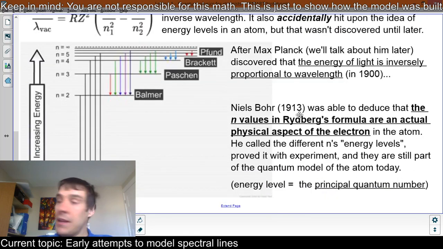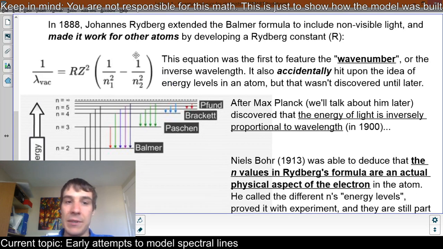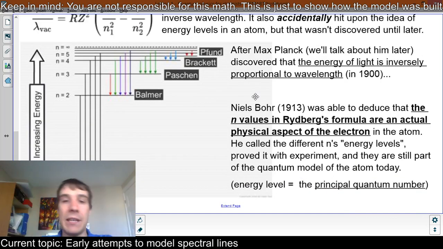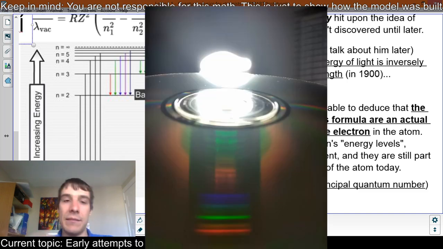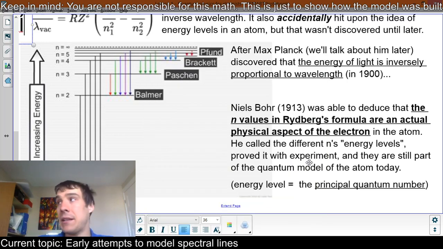It took a little while, and then Niels Bohr used Max Planck's idea and Rydberg's idea together and explained that there are actual physical aspects called energy levels. He proved it with experiment. That experiment was spectroscopy, this kind of stuff. Well, not that exact kind of stuff, but a more specific version of that with a lot of math and statistics behind it.